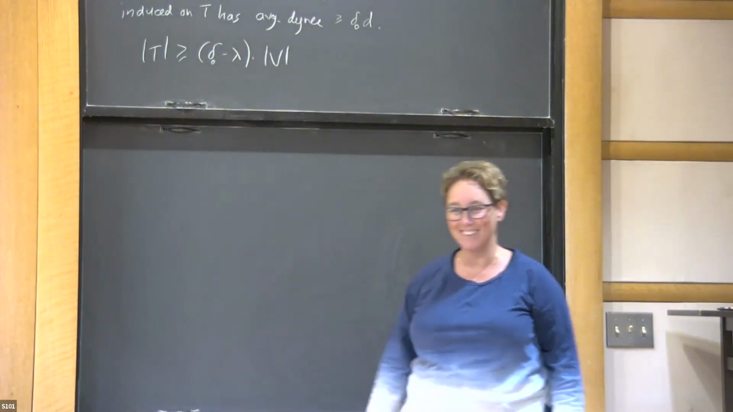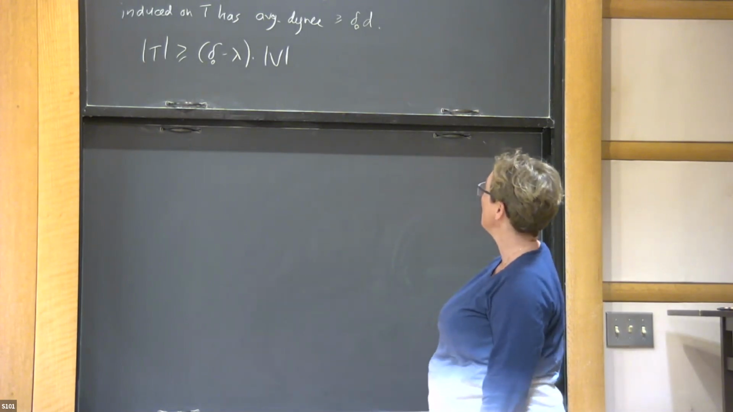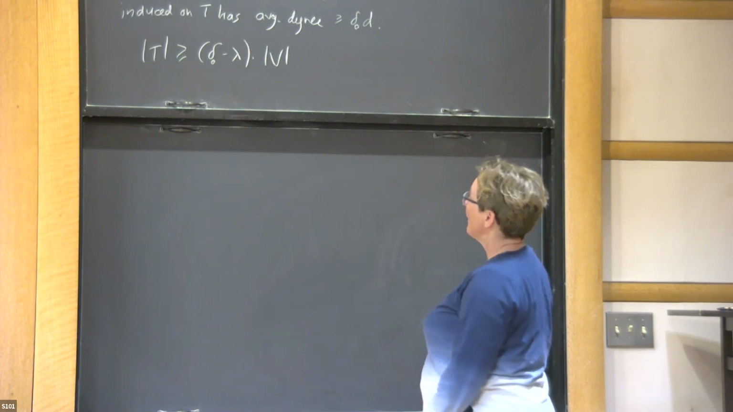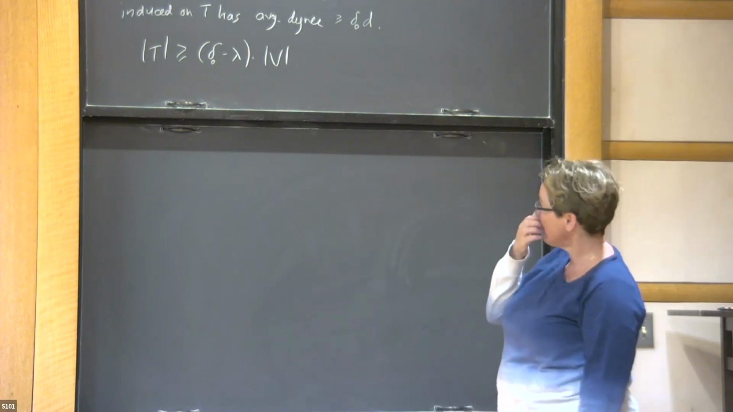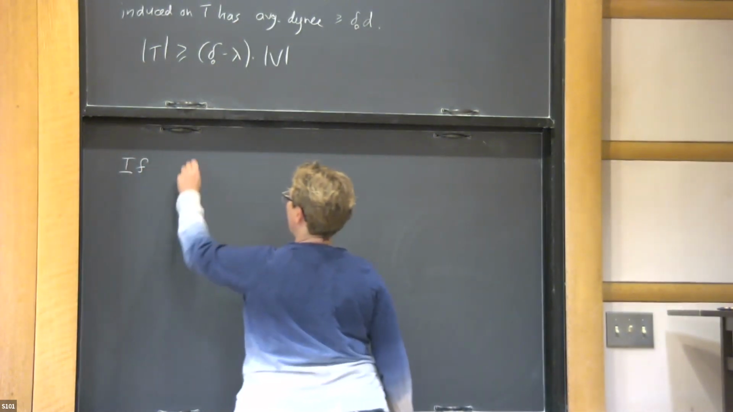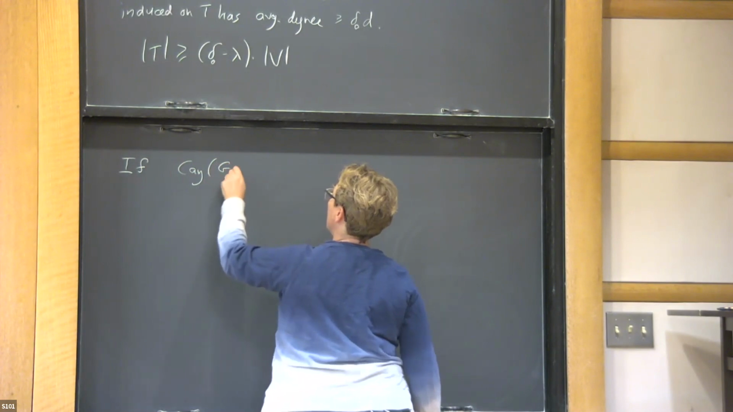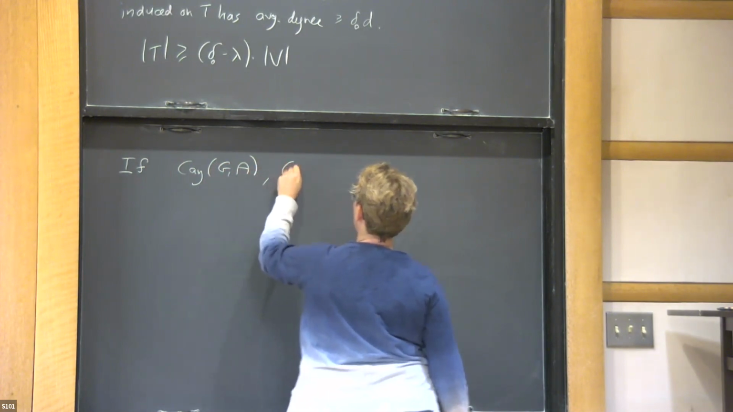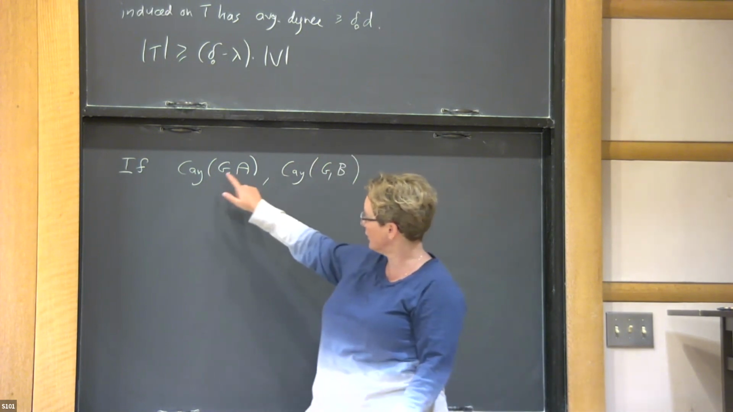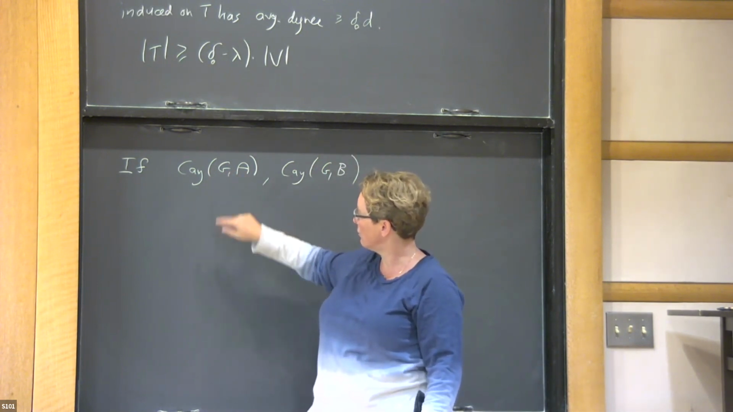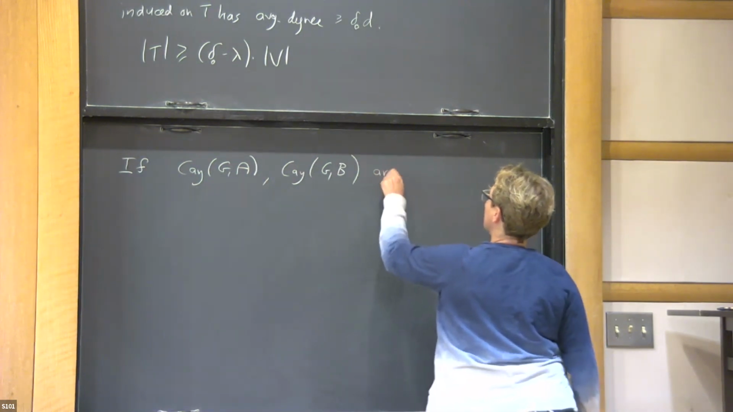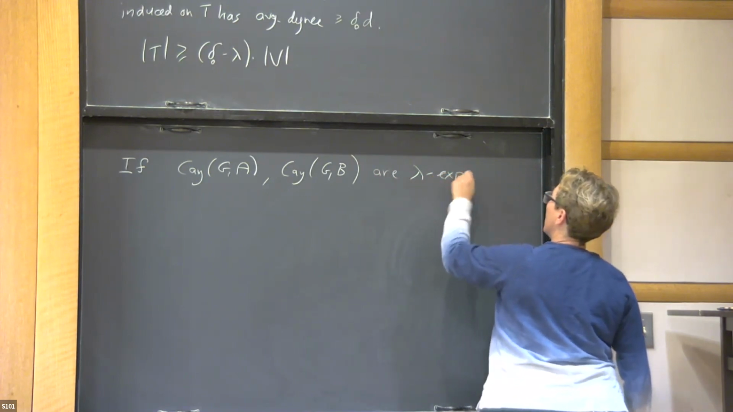Yeah, that's the hint, right? And so let's try to see why this would be relevant for proving distance. The claim is that if the Cayley graph of G and A and the Cayley graph of G and B, so this is standard notation, meaning the graph whose vertices are G and whose edges go from G to A times G, similarly here, if these are lambda expanders, and the outside D.